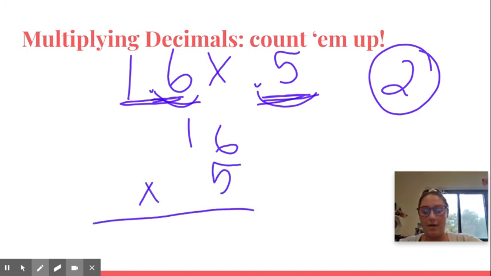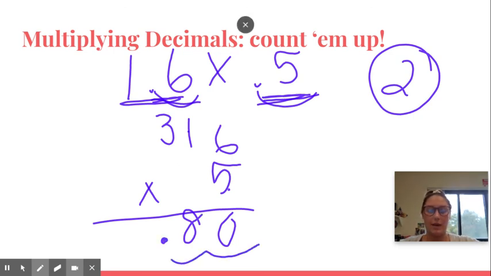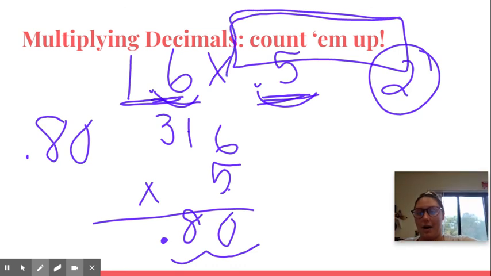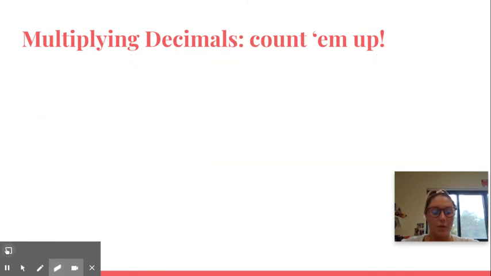6 times 5 is 30. 5 times 1 is 5 plus 3 is 8. And then we have to go back in and replace our decimal 2 spaces in because we took our decimal 2 spaces out of both numbers. And that's why we call it count them up, because we count all of the decimals in both numbers that we're multiplying by, no matter what.